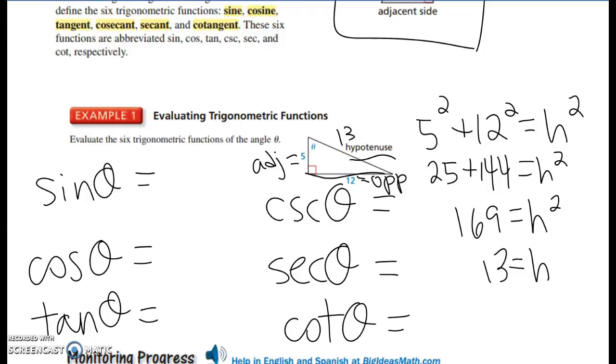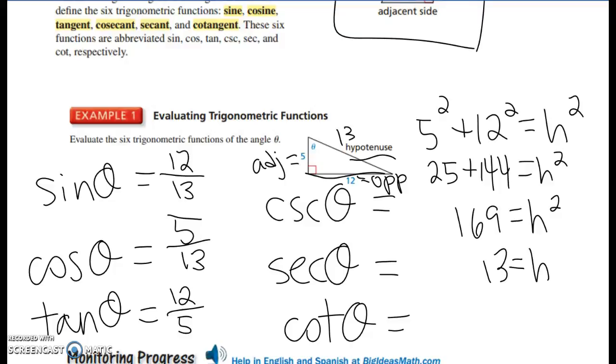So sine is opposite over hypotenuse. What will that be? Yeah, 12 over 13. Cosine is adjacent over hypotenuse. What will that be? And tangent is opposite over adjacent. So, good.